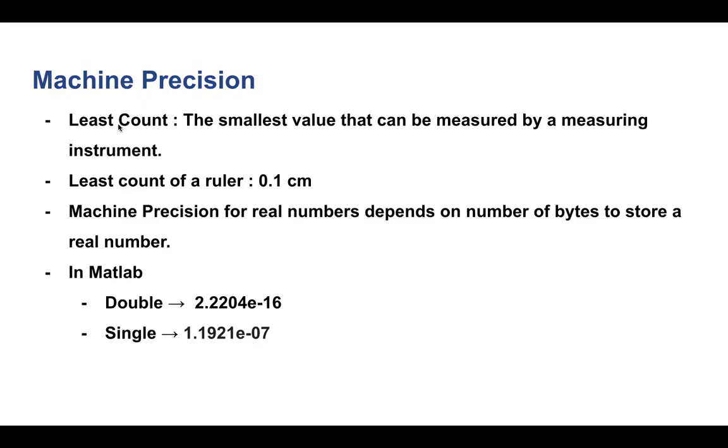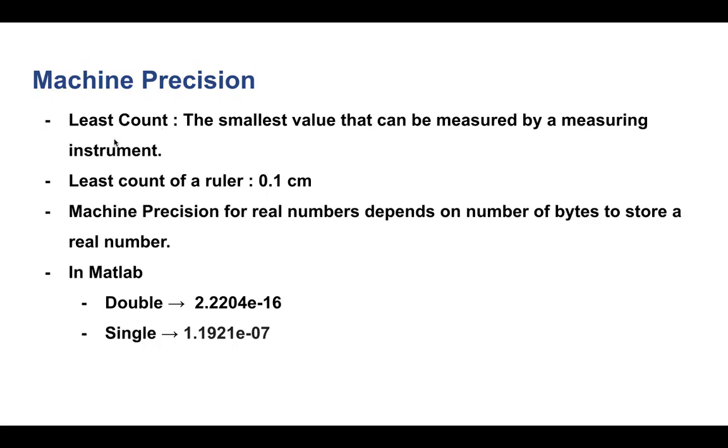Every instrument has something called a least count. That is the smallest value that can be measured by that particular instrument. For example, with a normal ruler, the least measurement you could take is 0.1 centimeter. If the actual object has a size less than 0.1 centimeter, even with a ruler you cannot measure it accurately, right? Because the scale starts from 0.1 centimeter. That is the least measurement that can be taken by a particular instrument, and it is called the least count.